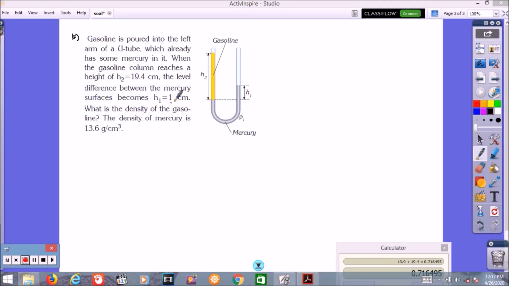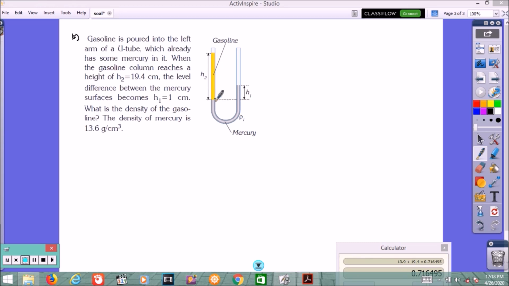Okay, for number 5, gasoline is poured into the left arm of a U-tube which already has some mercury in it. When the gasoline column reaches a height of H2 equal to 19.4 centimeter, the level difference between the mercury surfaces becomes H1 equal to 1 centimeter. What is the density of gasoline? The density of mercury is 13.6 gram per centimeter cubed.